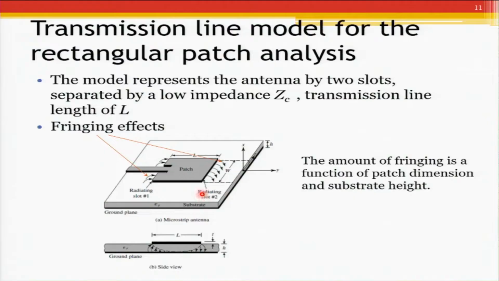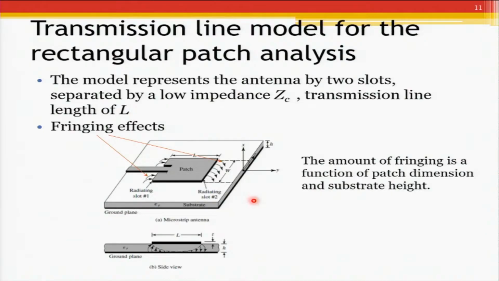So if you think of a transmission line, this is like a load with some impedance. This is another impedance here, and the patch itself makes itself look like a characteristic impedance called ZC. Okay, so the length L will adjust the characteristic impedance ZC.